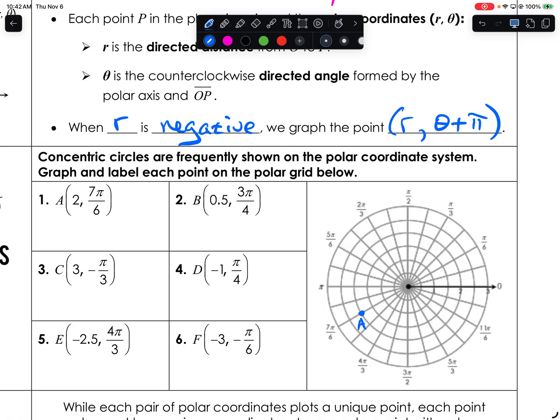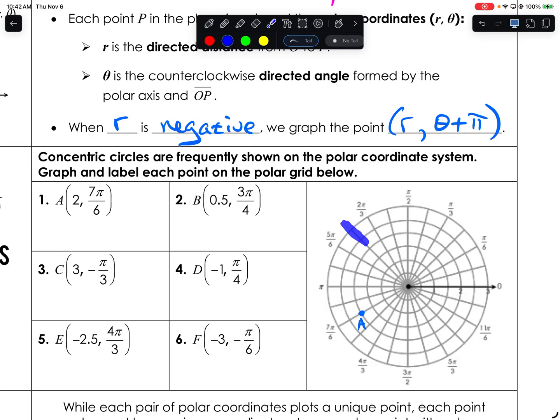So the graphing's not bad, right? It only gets weird when you get a negative radius, because then we have to add the equivalent of pi. So we'll graph the second one next. So we have 0.5 and 3 pi over 4. Which quadrant is 3 pi over 4 in? 2. Where is it in 2? It's exactly halfway, right? So 3 pi over 4 is right here.